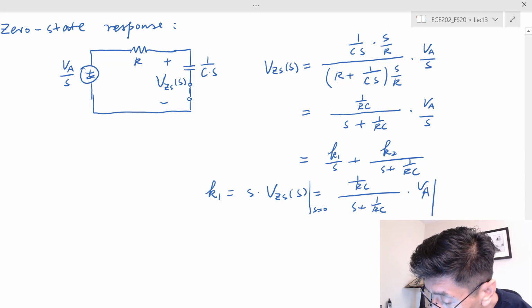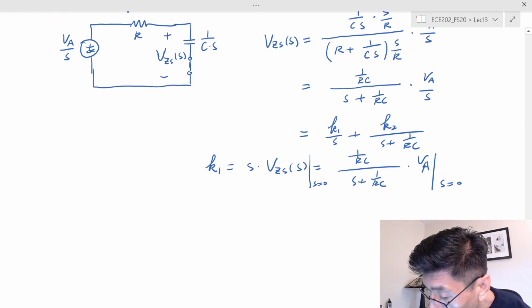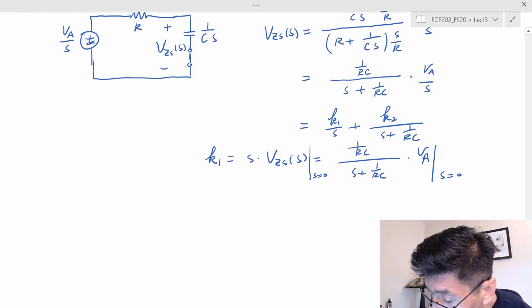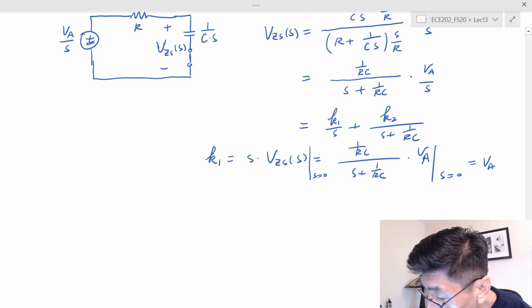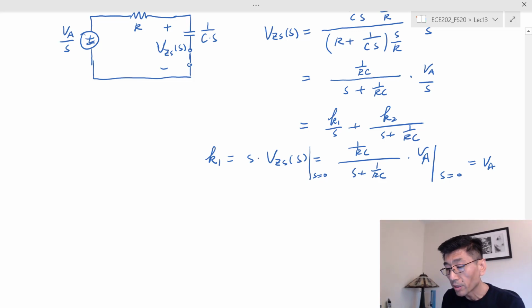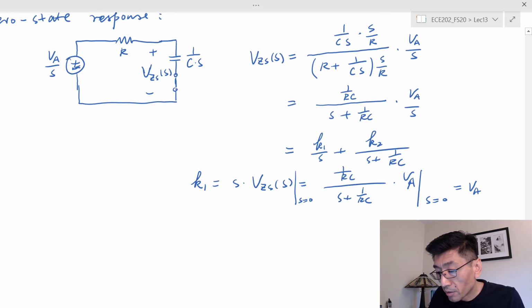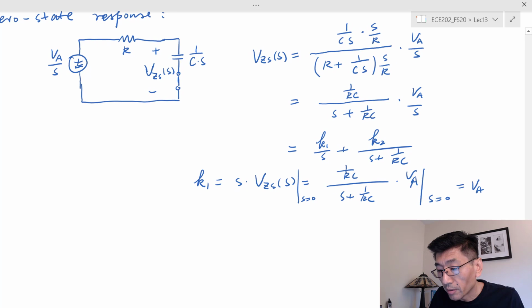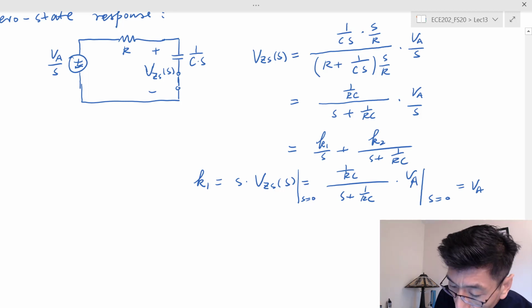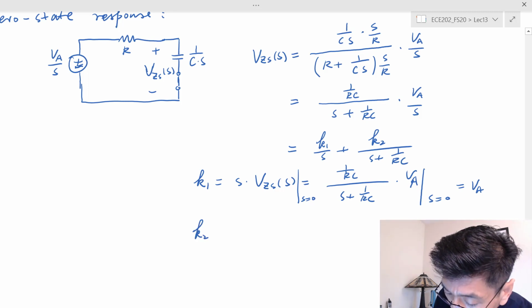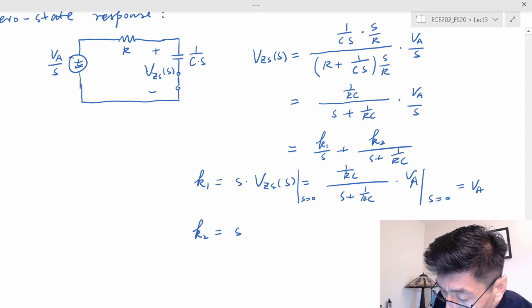So in this case, S equals 0. What do we get? We get V_A. And based on some residue properties, we know that K2 should be equal to minus K1, right? Because K1 plus K2 should be equal to 0, because the order of the numerator is 0 and the order of the denominator is 2. So let's see if that's the case. In case we made a mistake, we can find out.